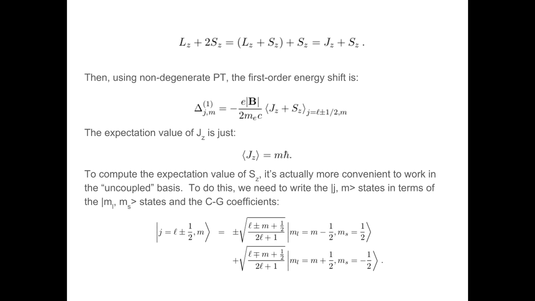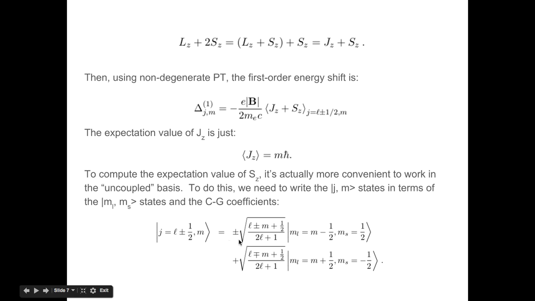So in order to compute this expectation value, we have to do a transformation from the coupled basis to the uncoupled basis, then let that SZ operator operate on those states, and then take the dot product. So I would want to rewrite the coupled basis states in terms of the uncoupled basis states, where these are the uncoupled basis states, and the prefactors are what we call the Clebsch-Gordan coefficients.